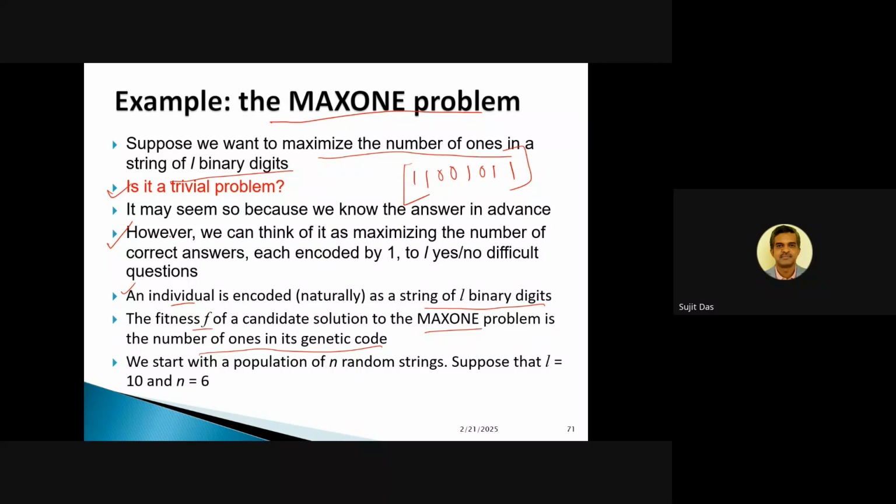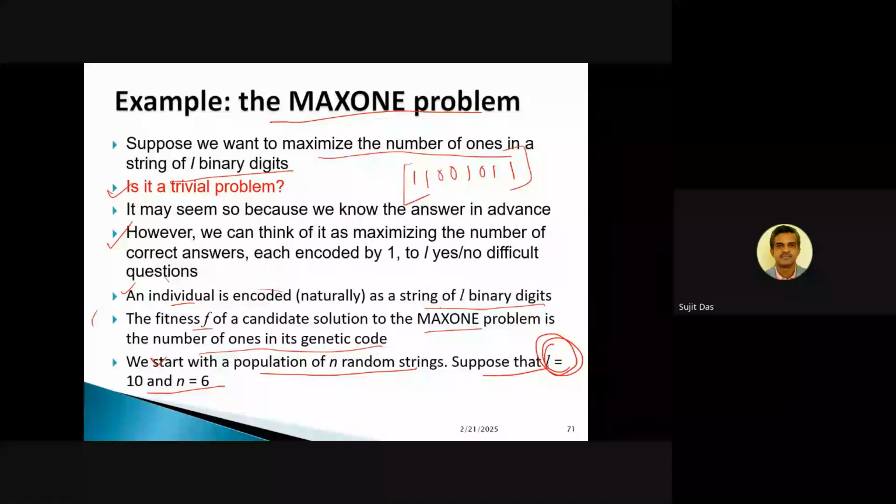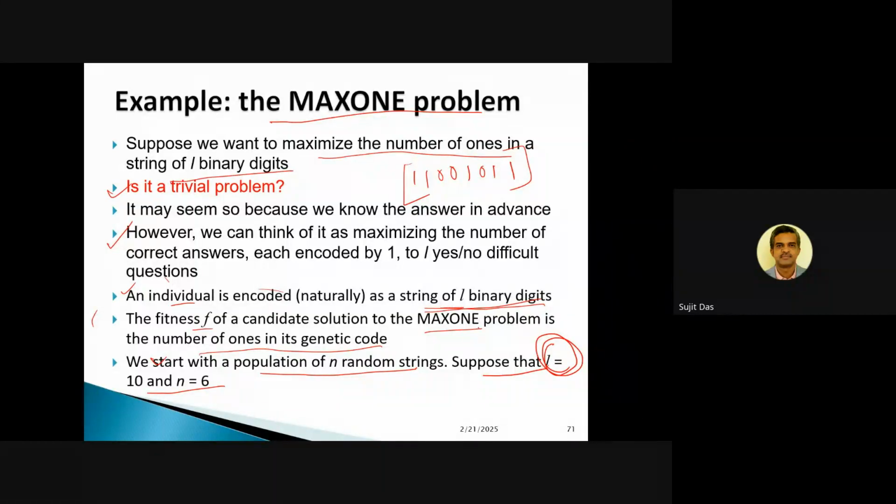Okay. So we start, now see what we are doing. We are starting with a population of n random strings. Suppose L is 10, N is 6. L means what? A string of L binary digits. N means what? L means the size of that chromosome.